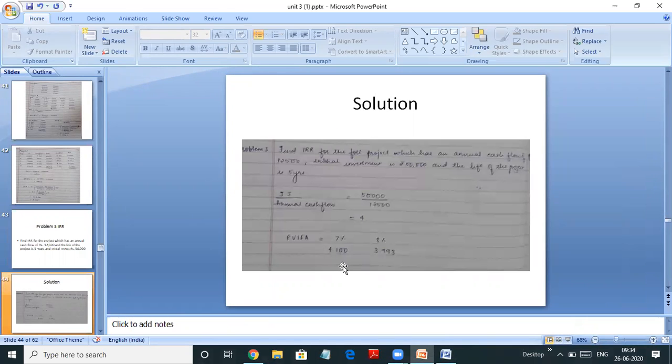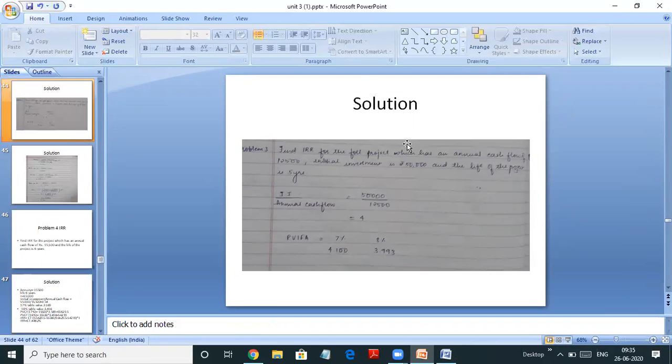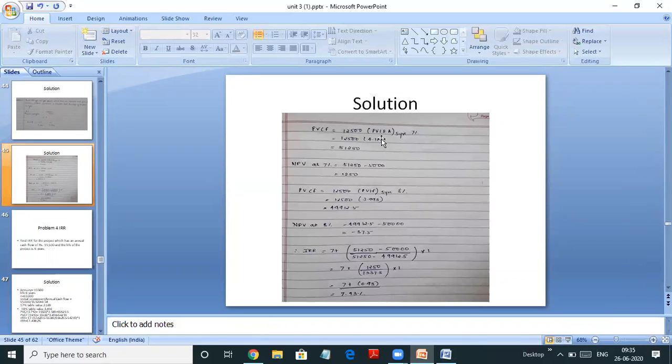At 7% the value was 4.100, at 8% it was 3.993. Now we'll find the present value of cash flows at 7%, the lower rate, and at 8%, the higher rate, and then we'll put it in the IRR formula. Present value of cash flows is 12,500 into the present value interest factor annuity for 5 years at 7%, which in the table was 4.110. So 12,500 into 4.110, you get 51,250. If you find NPV, 51,250 minus initial investment, you get a positive NPV of 1,250.